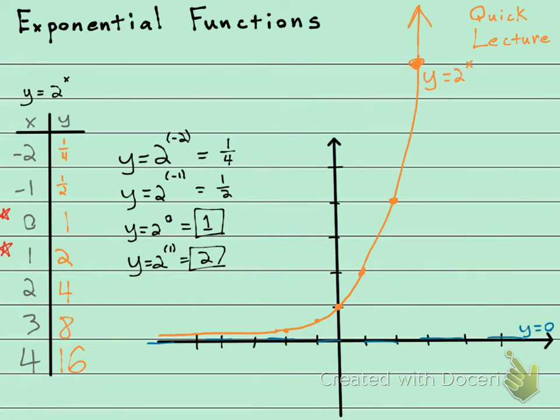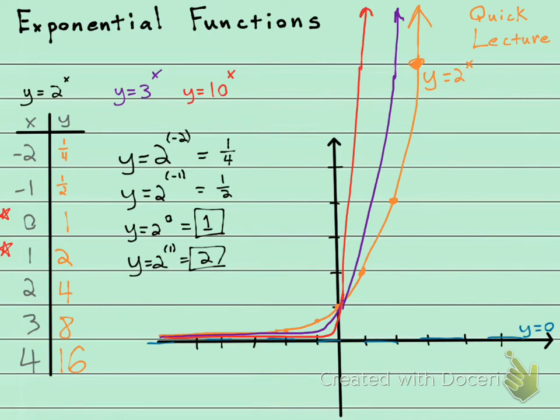Okay, and just to show you what happens to other graphs, this one is y equals 2 to the power of x. It has a base of 2. Let's look at y equals 3 to the power of x, and let's look at y equals 10 to the power of x. Okay, so here's y equals 3 to the power of x. All right, so you notice that it's a little bit lower before it hits that 0. It goes through 0, 1, and then it shoots up faster. And let's look at the next one, y equals 10 to the power of x.